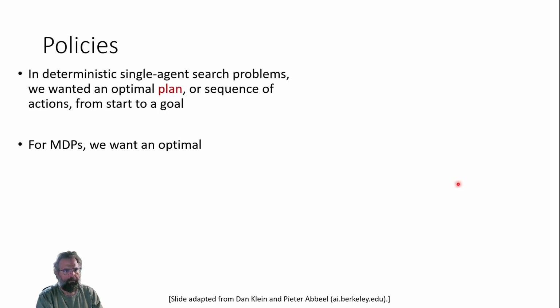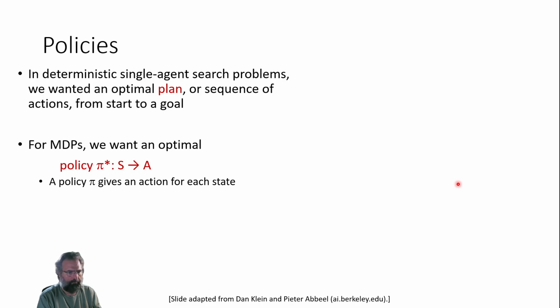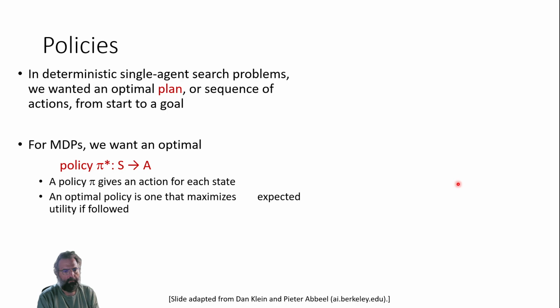So when we talk about policies, when you deal with deterministic, single agent search problems, a lot of quantifiers going on there, right? Deterministic means that you can figure it out. There's only a single agent and it's a search problem. We want an optimal plan, or a sequence of actions, from start to goal. More precisely, you're walking your way from some initial state, which is part of the overall state space, to some goal in the best way.